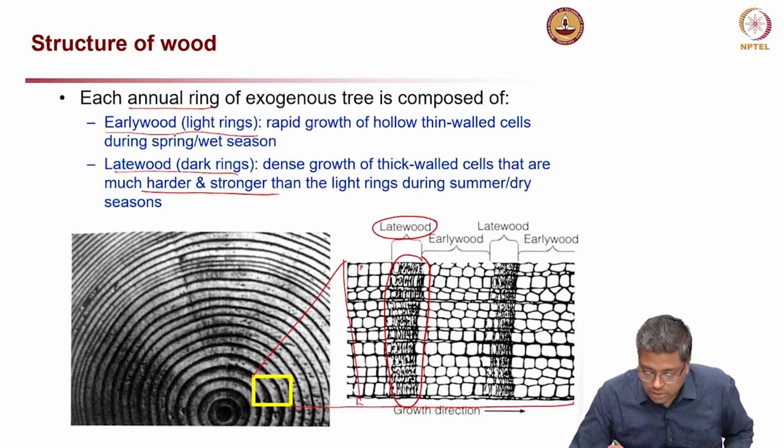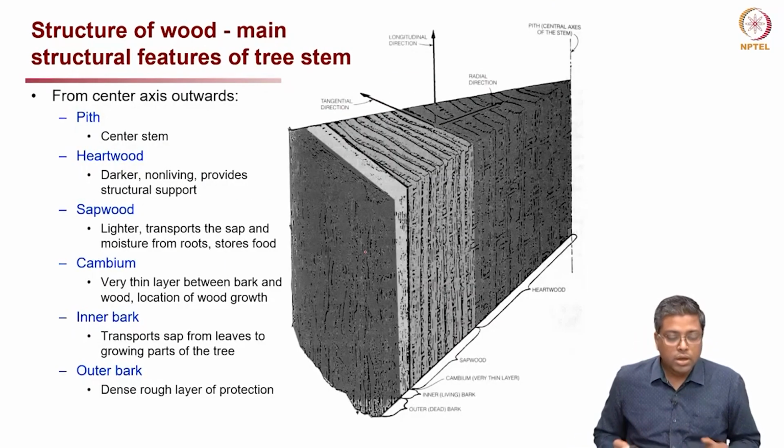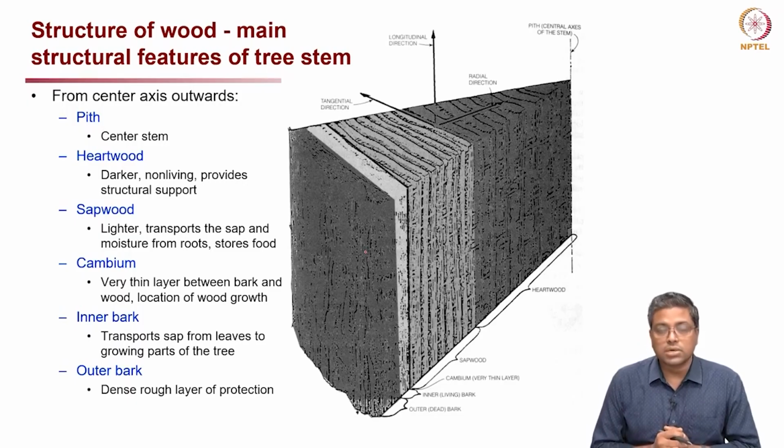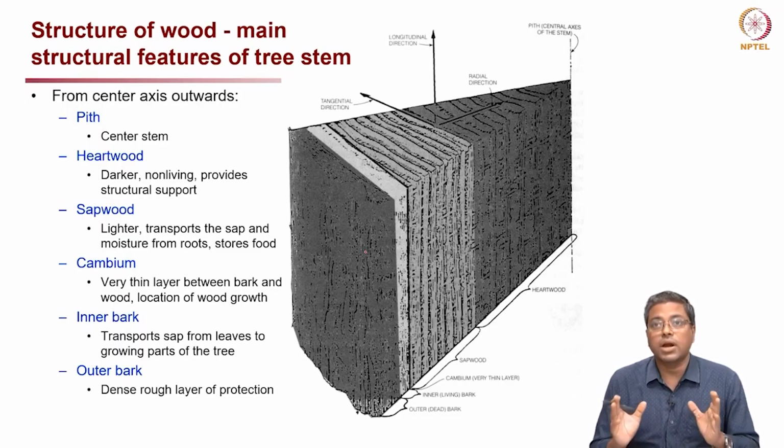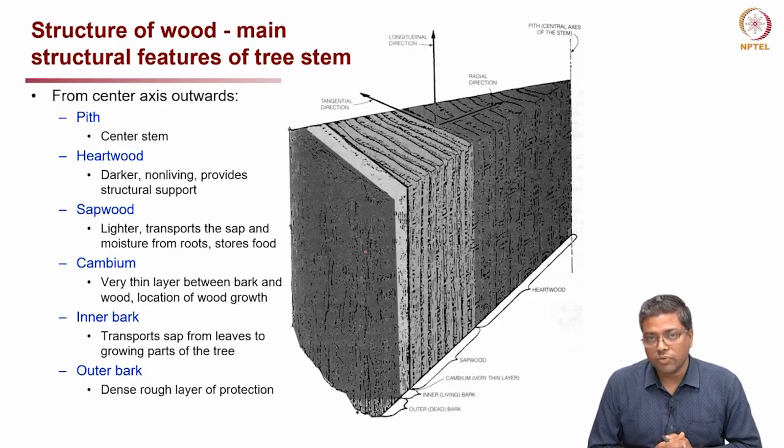If I look at here, this is the cavity I am talking about, I am drawing on the picture here. This is the cavity and this is the wall thickness, or the wall. Now, structure of the wood, main structural features of a tree. If you cut a tree, these are all the different parts of a stem.